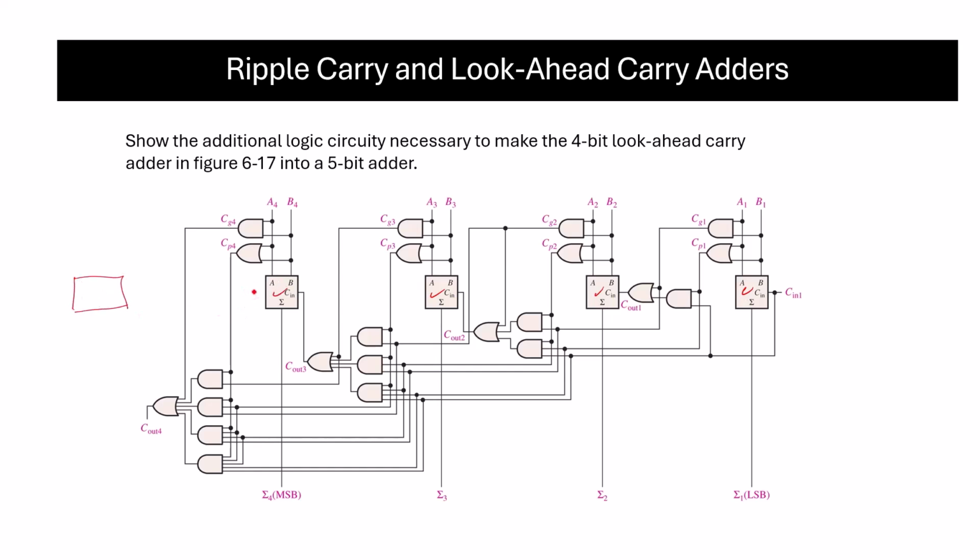Okay. And in effect, we need to come up with the equation that describes the carry out. So in other words, here we try to find the equivalent of the C out 4. So somehow here we need to come up with a solution that gives us the C out 5. So this is the whole point of this question.